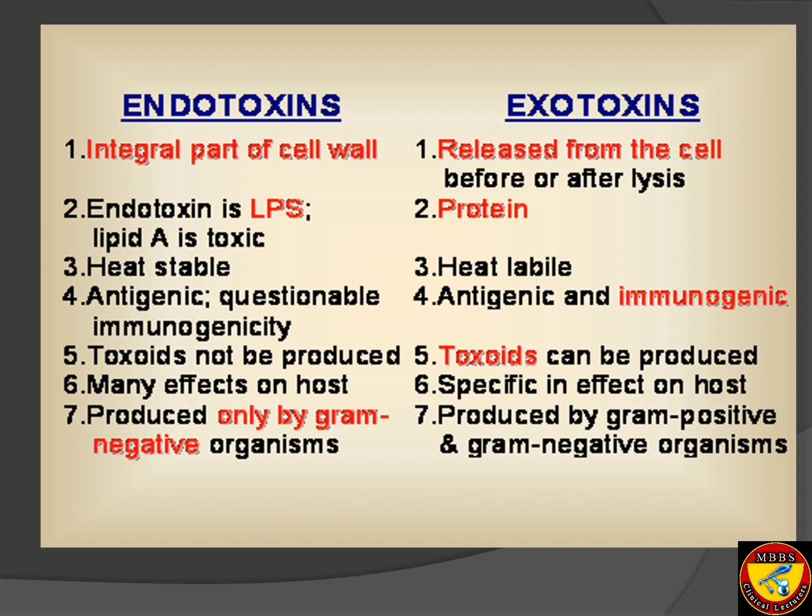While exotoxins are released from the cell before or after lysis, and they are protein in structure as opposed to lipopolysaccharide. These are heat labile, that means on heating, these toxins become ineffective, and they are antigenic and immunogenic in nature. That's why they are used to produce toxoid. Toxoids can be produced, and exotoxins are specific in the host, and produced by both gram-positive and gram-negative organisms. So these are the major differences between exotoxins and endotoxins. Try to remember these because these are usually asked in viva as well.